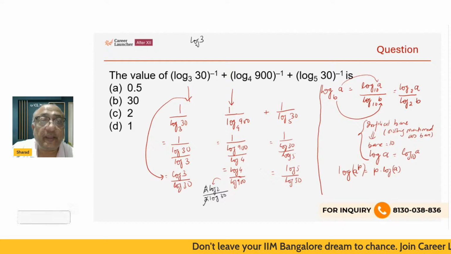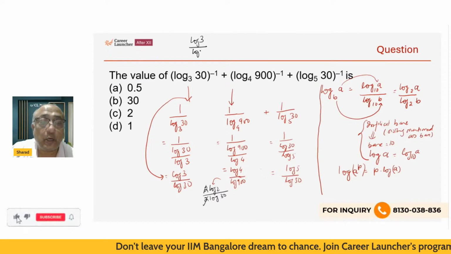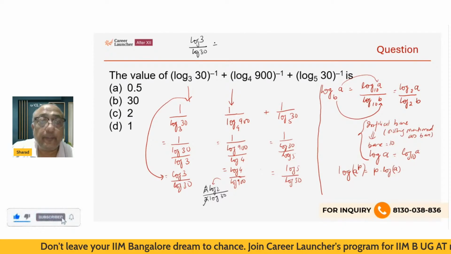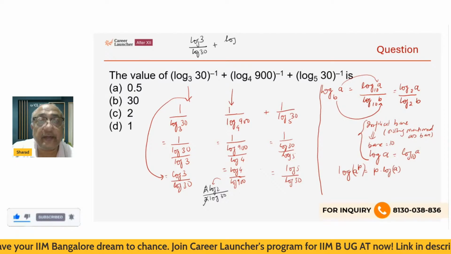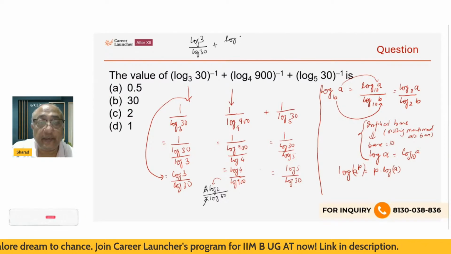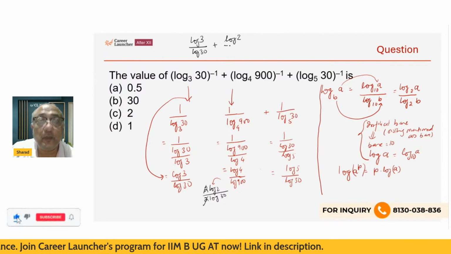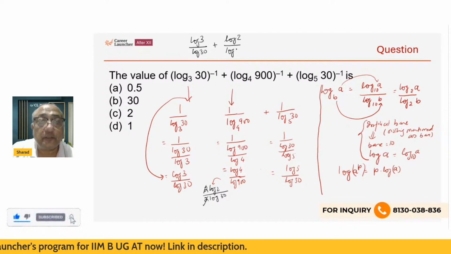Log 3 upon log 30 plus, what is the advantage? Why did I do this? Because the denominator is now the same. Log 2 upon log 30.